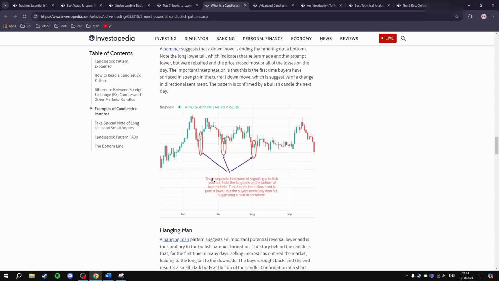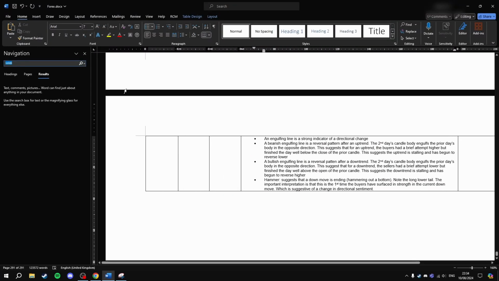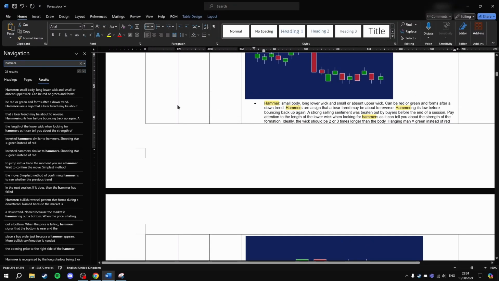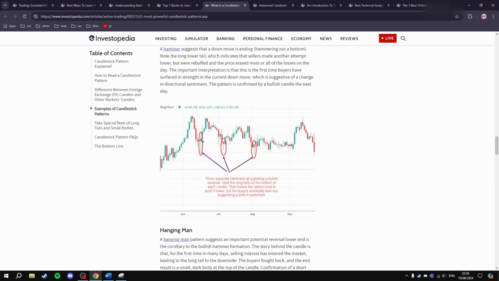Let's see. So 3 separate hammers all signaling a bullish reversal. Hammer here, hammer here. I don't think it matters what color they are. So let me just check. Can be red or green, and forms after the downtrend. Yeah, so it doesn't matter what color they are. So it forms after a downtrend, downtrend here, boom, hammer here, downtrend here, boom, hammer here, downtrend here, boom, hammer here. All signaling a bullish reversal, so it goes up, goes up, goes up.